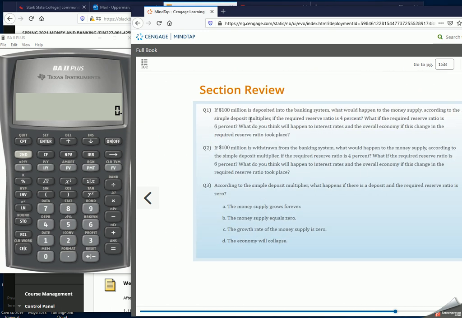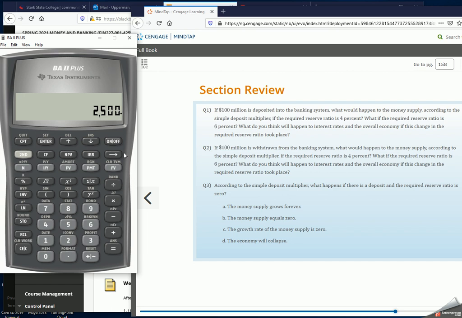So in this example, if we have 100 million coming in and there's a 4% required reserve ratio, we would take 1 divided by 0.04. So it's 25 times, so 25 times the 100 million. I can do that over here on the calculator. If we take 1 divided by 0.04, you get 25, multiply that by the 100 million, and now you've got $2.5 billion, right? Because you'd have to add the million to that.